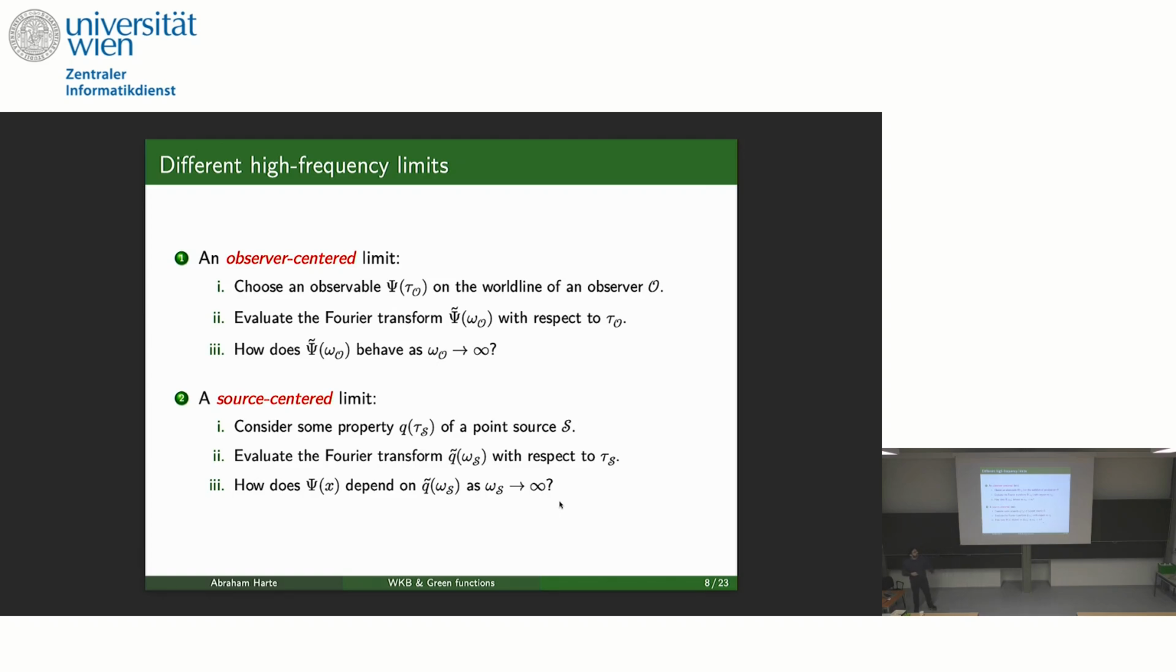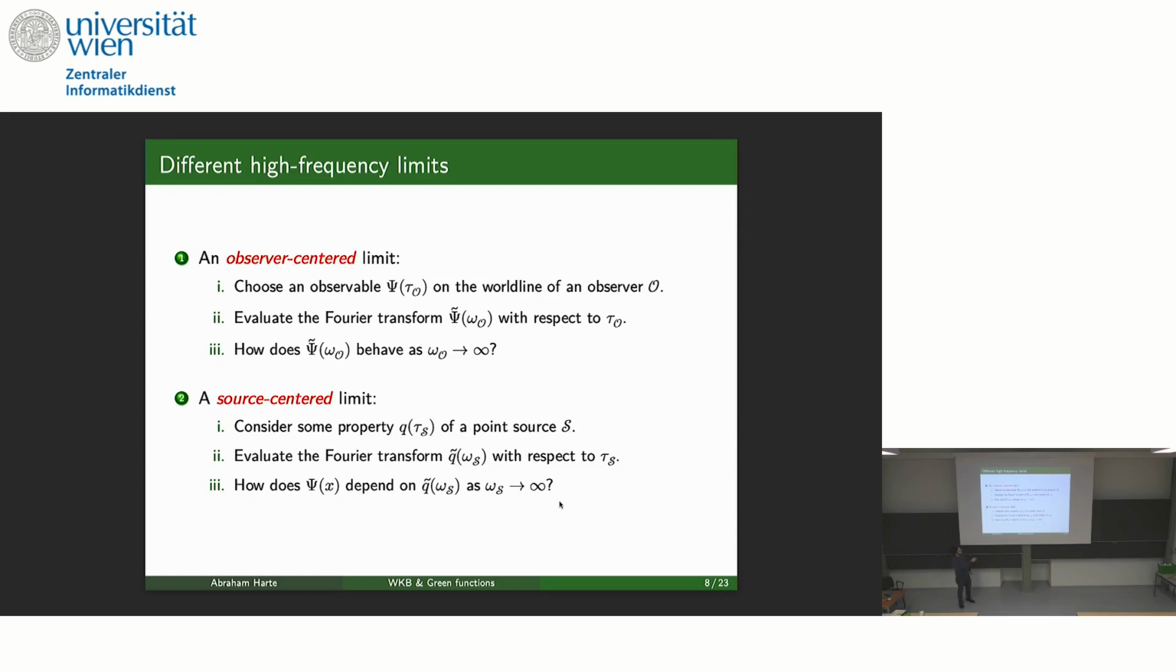So suppose that we have a source, and now we have to do something a little bit more. We have to talk about some time-dependent property of this source, which is generating radiation. For example, this could be some time-varying multipole moment, this Q. Okay? So fix some property, and then we could look at, okay, let's evaluate the Fourier transform of that property now on the source's world line. So this is now a frequency measured with respect to the source.